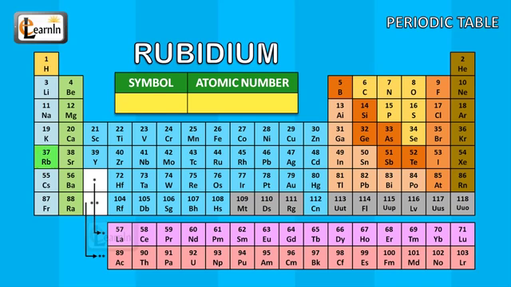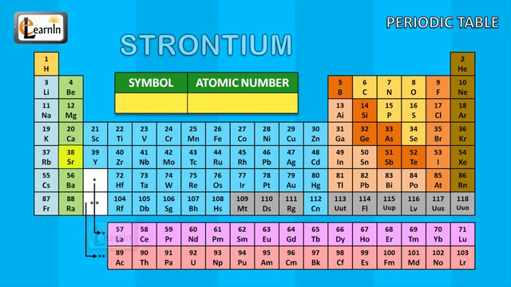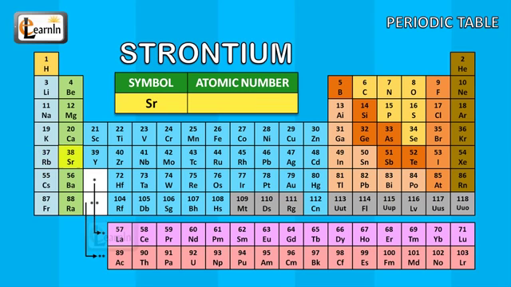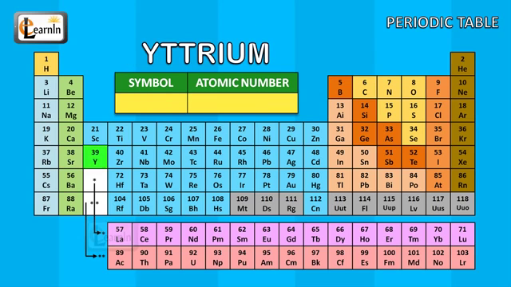The element rubidium is represented as Rb and has an atomic number of 37. The element strontium is represented as Sr and has an atomic number of 38. The element yttrium is represented as Y and has an atomic number of 39.